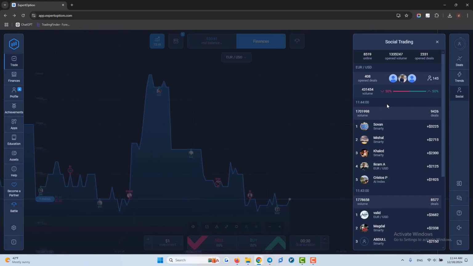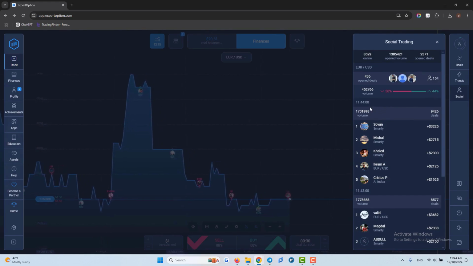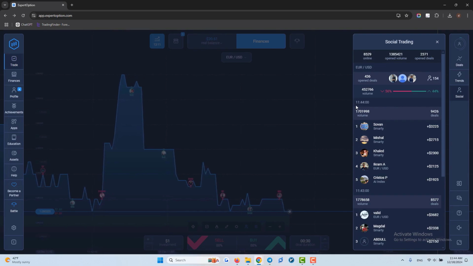We also see the trading volume and the number of trades that closed in the last minute in this section, along with the number of online users and the volume that traders are currently trading.